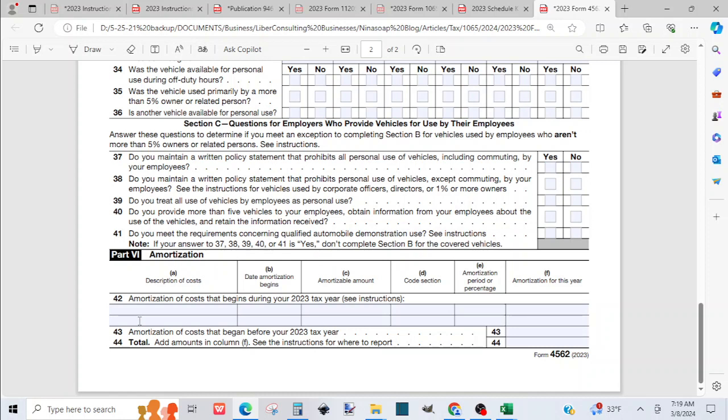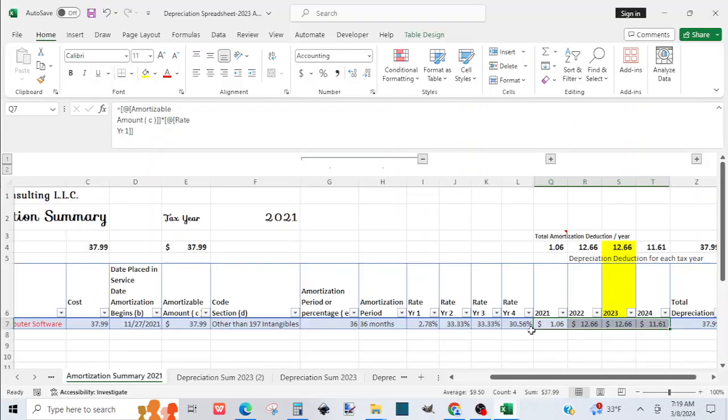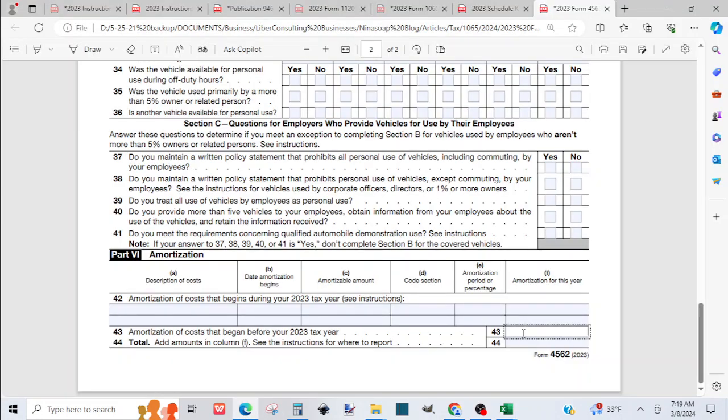So we do not have anything placed in service during the year we are filing for. Therefore, we'll go to line 43, amortization and costs that began before the 2023 tax year. We'll go to our amortization form, and that will be 13. So we will put 13 on that line. Total amount, line 42 and line 43, column F, will be 13.